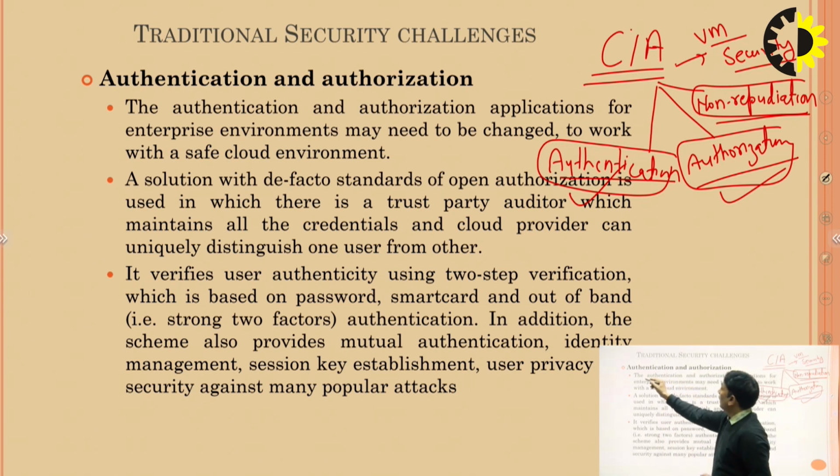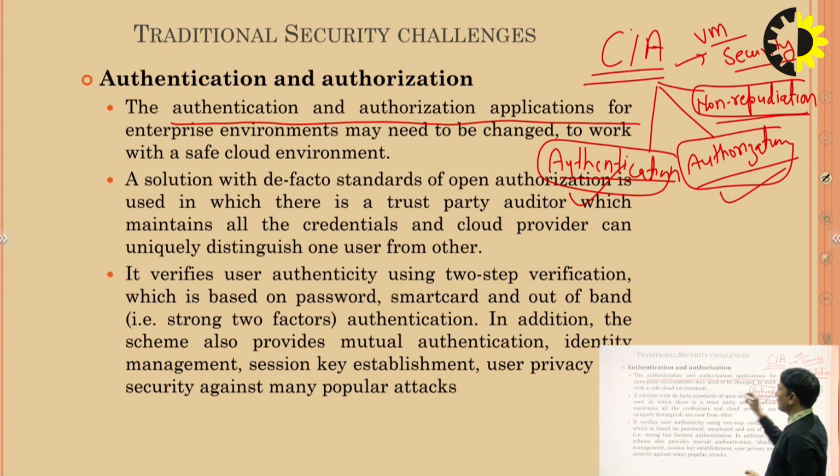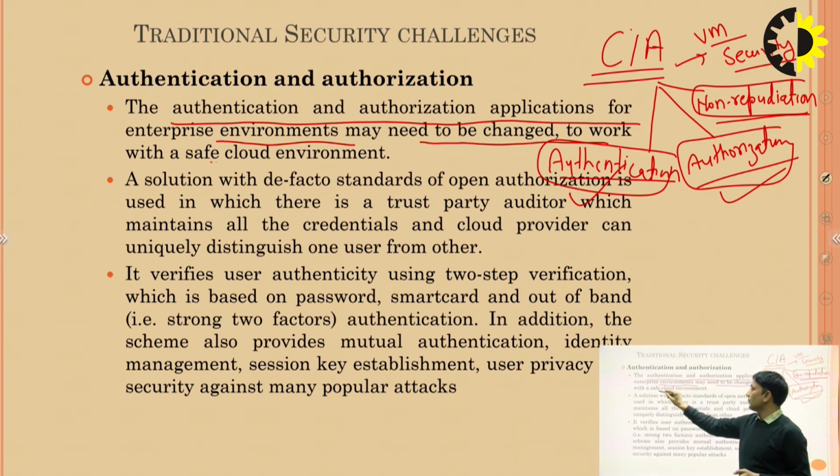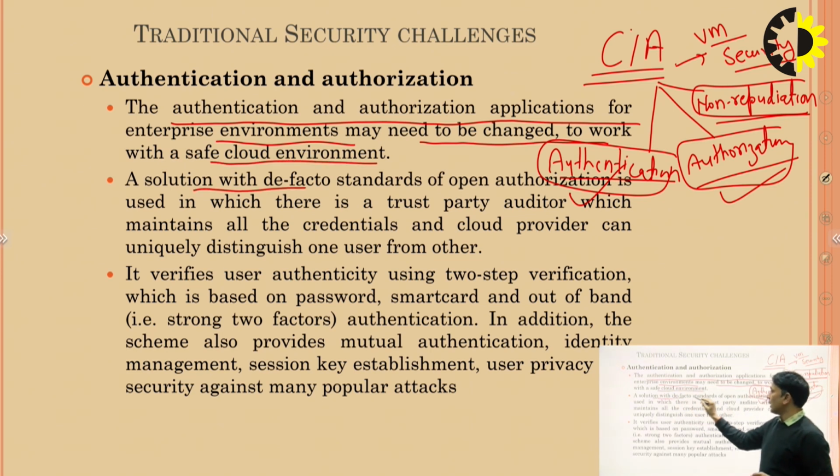Let us see authentication and authorization. Applications for enterprise environments may need to be changed to work with a safe cloud environment. A solution with de facto standards of open authorization is used, in which there is a trusted third-party auditor which maintains all the credentials, and the cloud provider can uniquely distinguish one user from another. This is the authentication. It verifies user authenticity using two-step verification, which is based on a password, smart card, and out-of-band strong two-factor authentication.